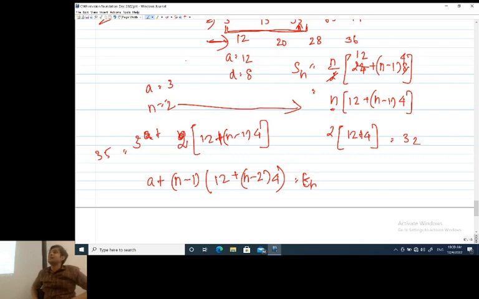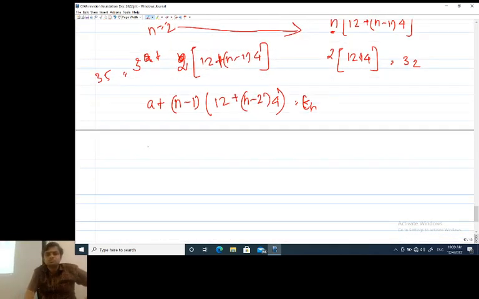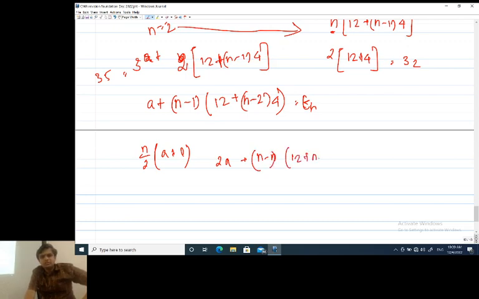Now I know the last term. What is the first term? A. So what is the summation logic? N by 2 into A plus L. L is nothing but Tn, so you can substitute it inside. I get N by 2 into A plus A plus N minus 1 into 12 plus N minus 2 into 4.